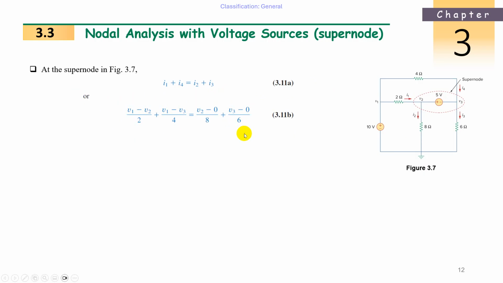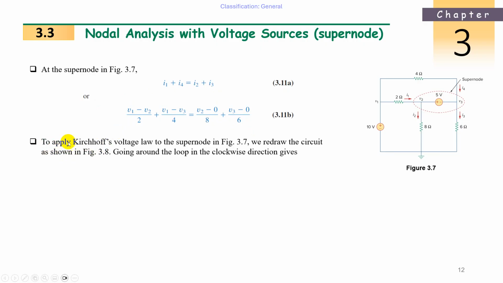Now rearrange this equation. You can write the equation in terms of V1, V2, V3. No problem. Already we know what V1 is. What is V1? 10 volts. So apply here, V1 is equal to 10 volts. Now the equation has only two unknowns, V2 and V3. Okay. Now we go for another equation, Kirchhoff's voltage law.